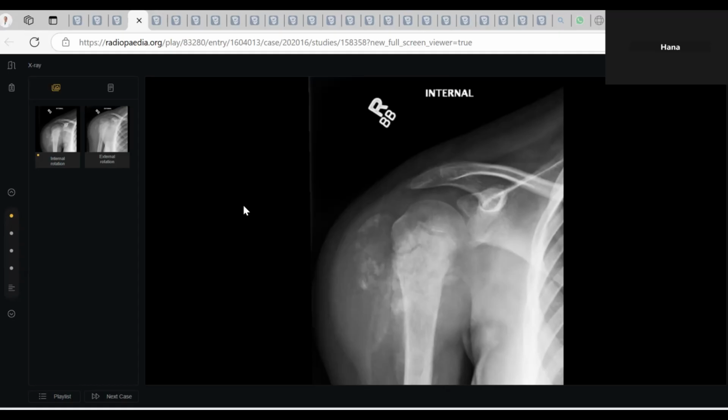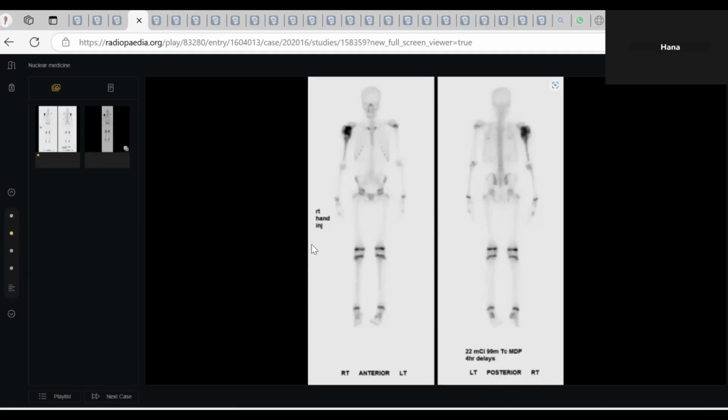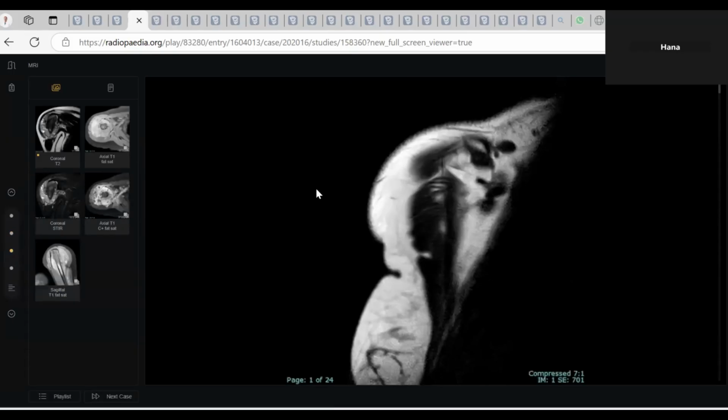What will you do next, Dr. Hana? I request a CT scan of the shoulder. This is a bone scan. Could you describe? This is a technetium 99 MDP bone scan of the whole body of the same patient. It shows avid uptake involving the proximal right humerus. What will you do next? CT scan or MRI of the shoulder.